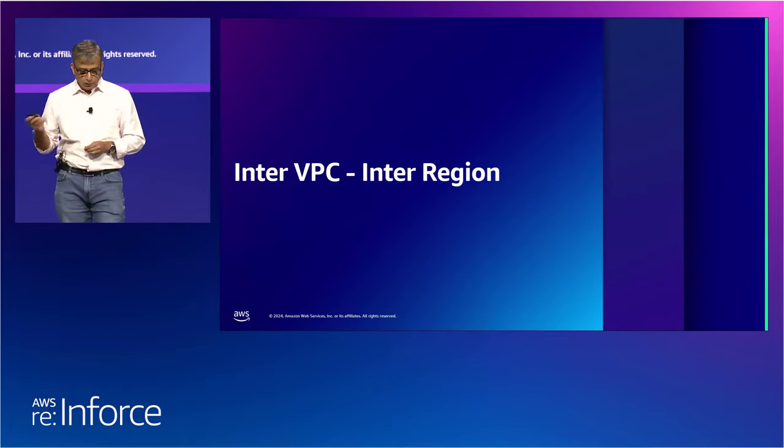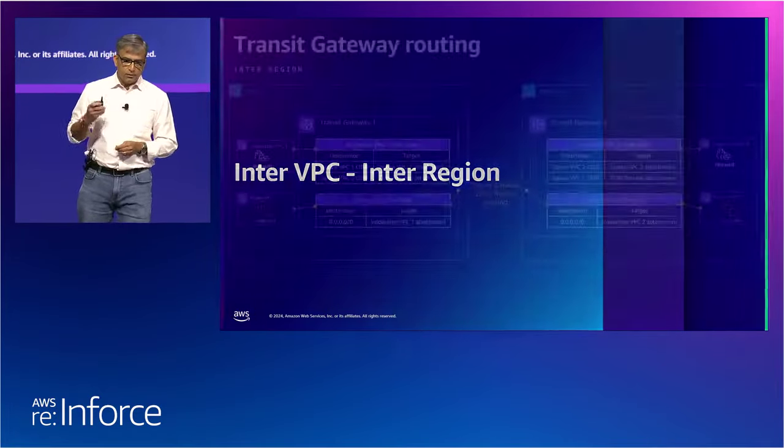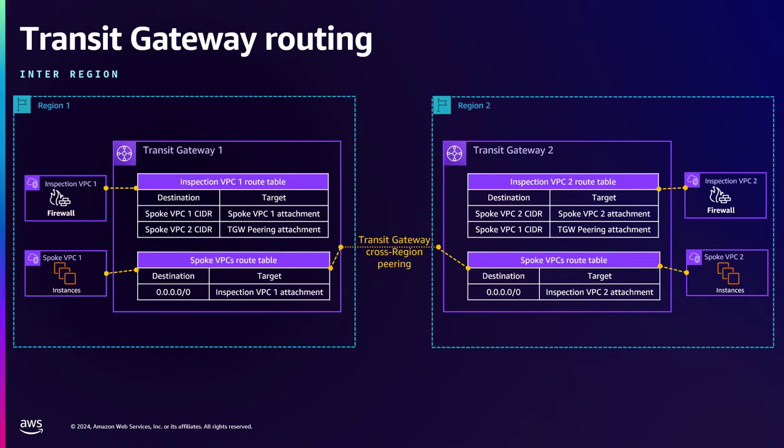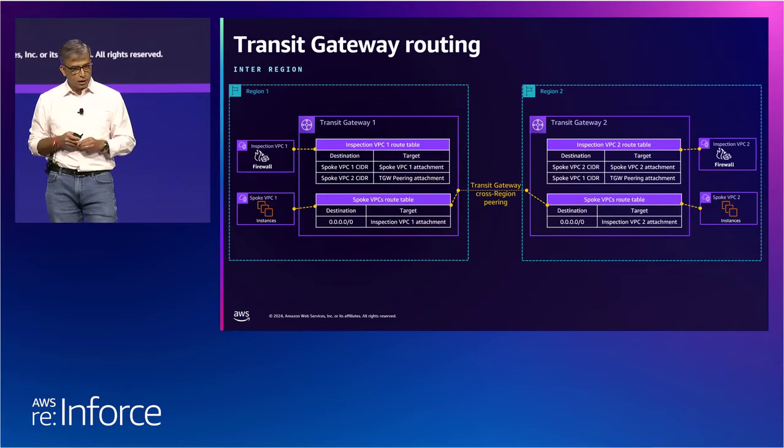So that was for within the region. Across the region, same concept. At this point, you have two transit gateways. You again do the cross-region transit gateway peering, and modify so your inspection VPCs are associated with inspection route tables, and spoke VPCs with spoke route table. Appropriate routing has been taken care of as shown in this diagram.